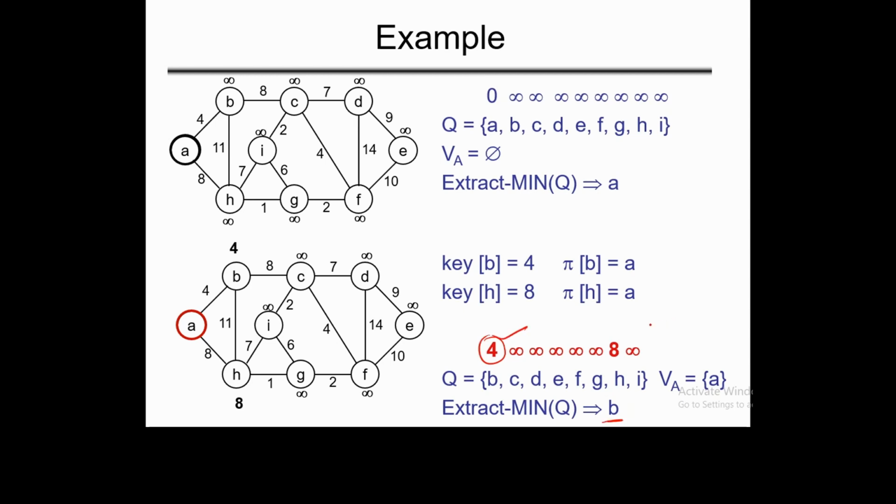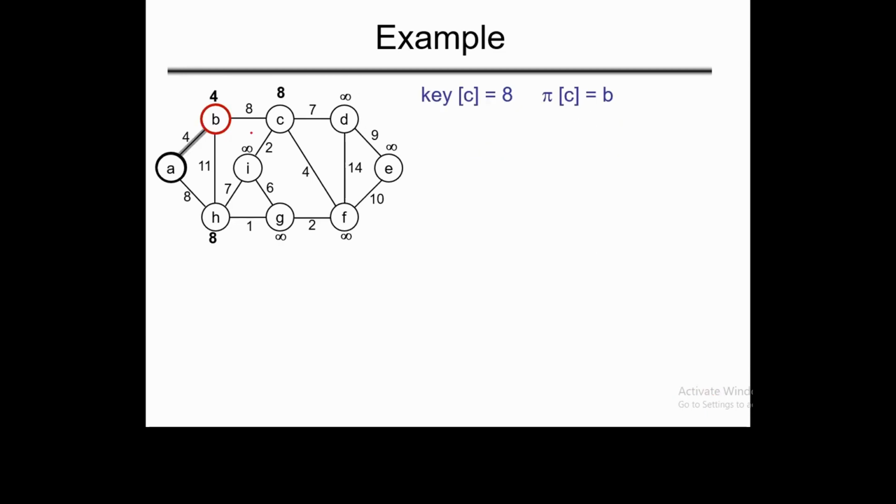And the neighbor nodes of B which are not in this vertex set, we will modify their keys here. Okay? How? Like this. So key of C will be 8. It was infinity before, so it becomes the edge weight 8. Okay. H is not yet in the vertex set, but its new edge weight is 11 and its previous key is 8, so it will not be modified. Which key will be modified? Only C's key will be modified. That will be 8 and its parent will be modified. The parent of C will be B.